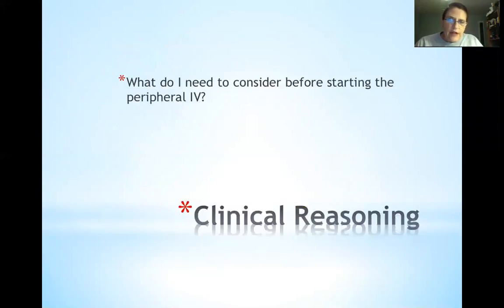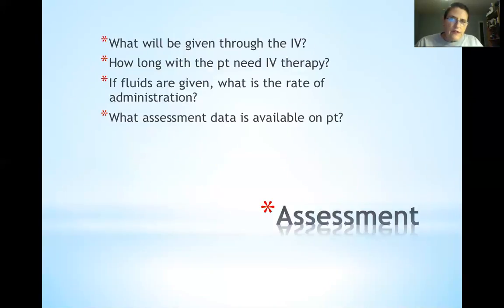We need to use our clinical reasoning and consider a few things when we think about putting in a peripheral IV line. And some of those things are, what are we going to be giving through that IV line? How long is the patient going to need IV therapy? What kind of fluids are we going to be giving? And what are the rates of the administration that we might be giving?